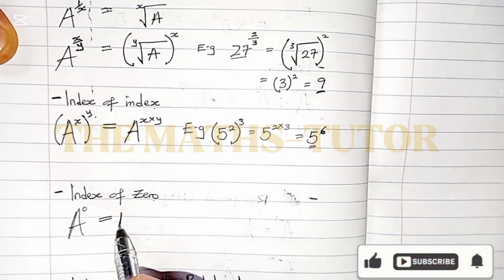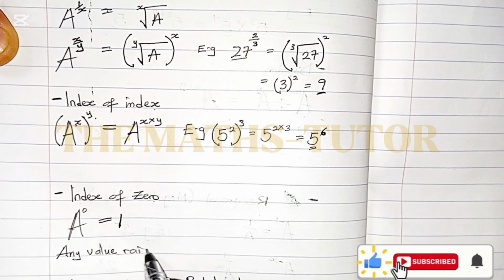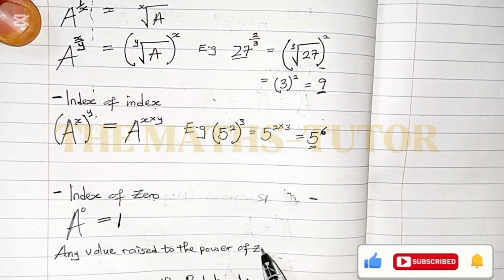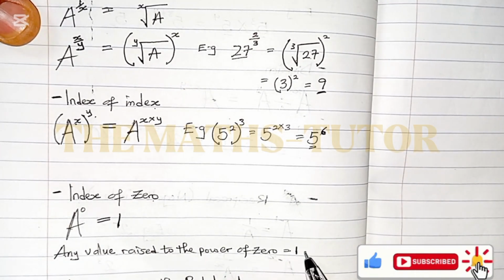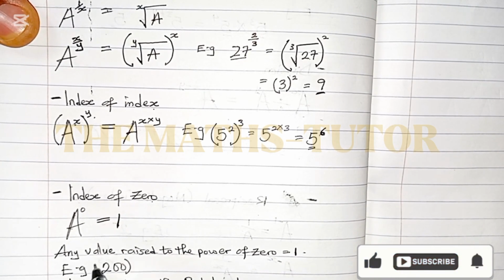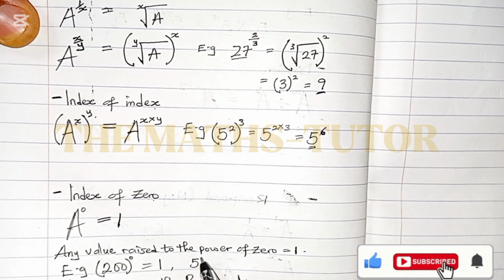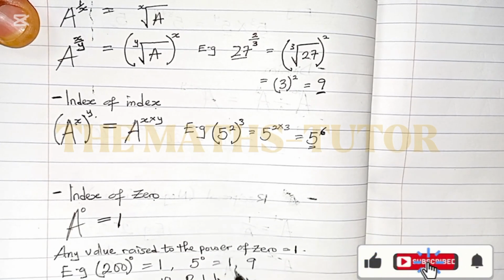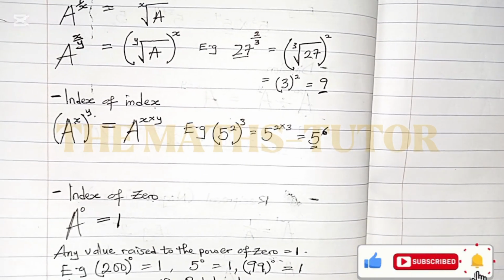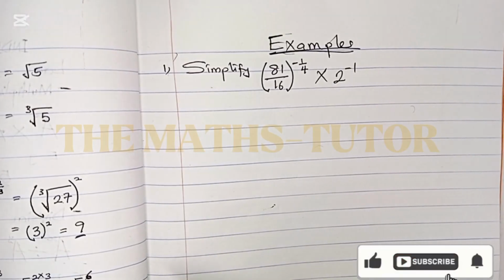Then here we have the zero index. Any value whatsoever raised to the power of 0 will definitely give 1. So irrespective of how small or how big the value is, once it is raised to the power of 0, we get 1. Examples, we can have values like 200 raised to the power of 0, it will give us 1. We can have values like 5 raised to the power of 0, 1. 99 to the power of 0 is still 1. Affirming that any value raised to the power of 0 is 1.